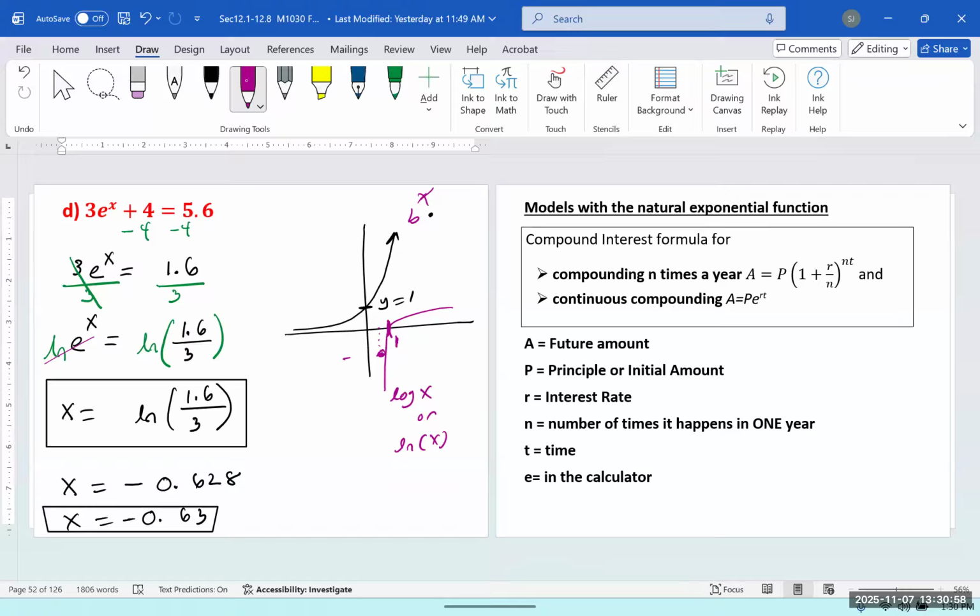And yes, you have to memorize these formulas. So make sure you write them down and have them memorized. The top formula says A equals P times 1 plus r over n, whole thing to the power n times t.